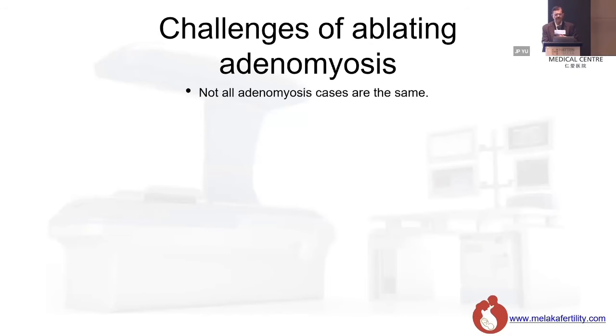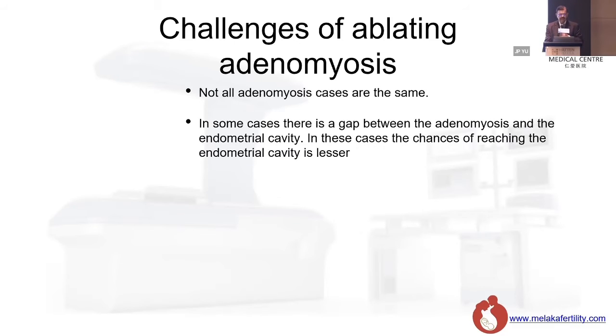So what are the challenges of ablating adenomyosis? Not all adenomyosis cases are the same. In some, there is a gap between the adenomyosis and the endometrial cavity. And these are the external adenomyosis, as I told you. Because the adenomyosis is coming from outside, it rarely reaches the junctional zone. It rarely reaches the endometrium. So you can ablate quite close and avoid the endometrial cavity.